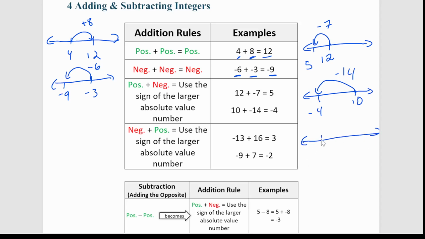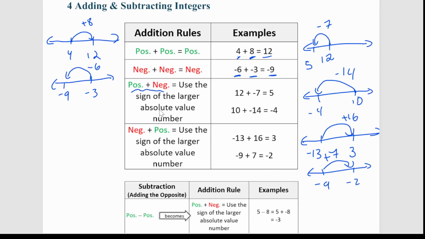Very similarly, it works even if you switch around the order. If I owe you $13 and I get $16, after I'm done paying you back, I still have $3 left. But if I owed you $9 and then I give you back $7, I'm still going to owe you $2.